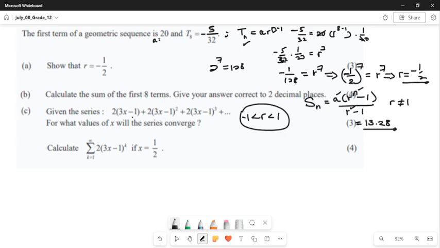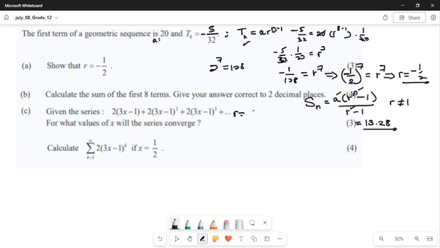However, in this case, given this sequence, that means our value of r will be in terms of x, and we are supposed to solve for that x to say if x is between these boundaries, that means this geometric series will converge. So we can use this given sequence and find our value of r.